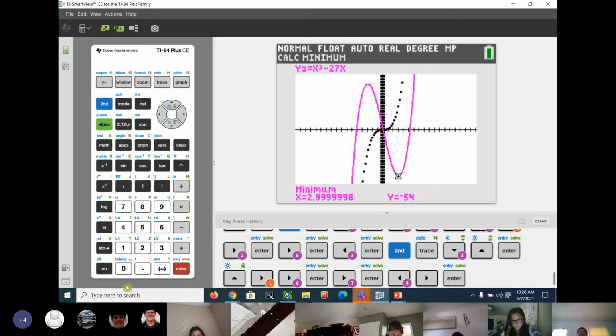And there's the local min, or I'm sorry, the min, which is 3,-54. And then now it's time to find the X-intercept. And we got the X-intercept at 0, 0 right here.